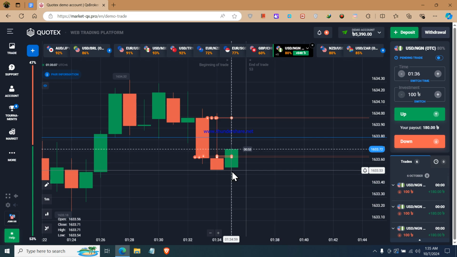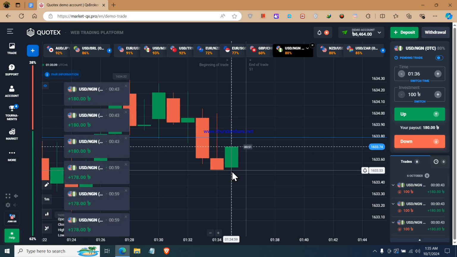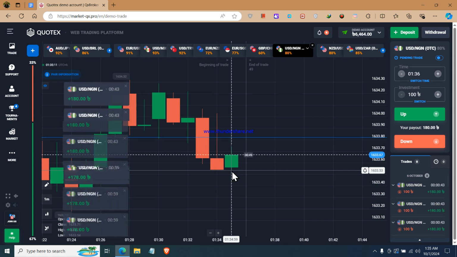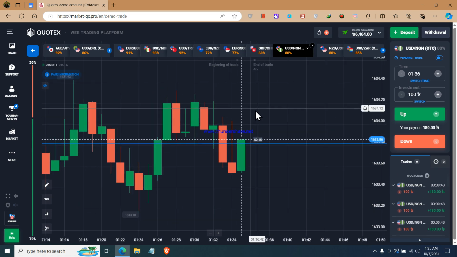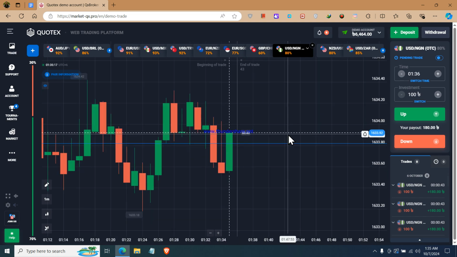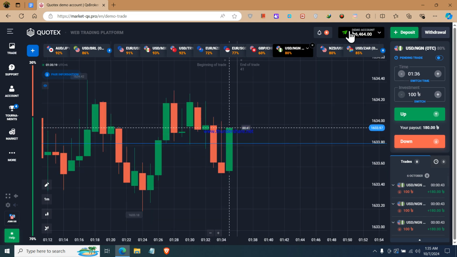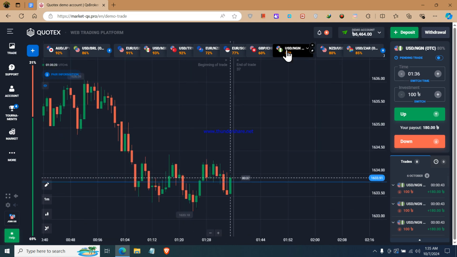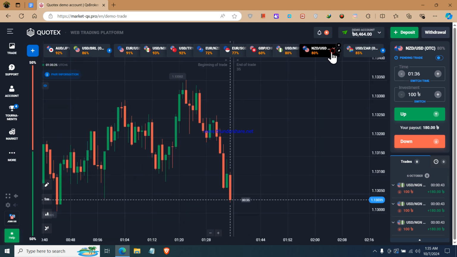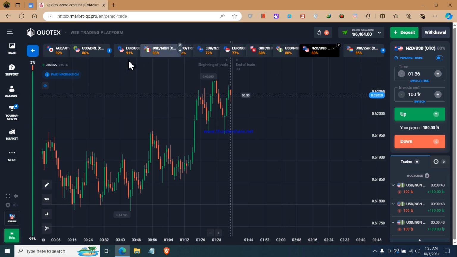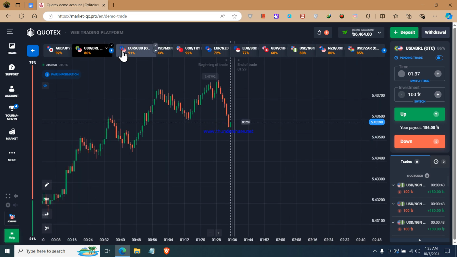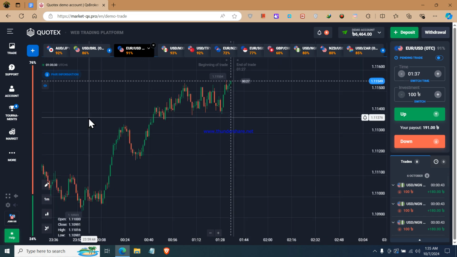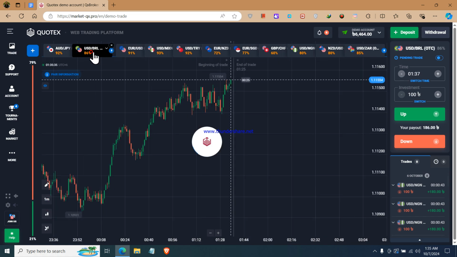Okay, so my target will be to win one more trade, and then I'm going to close my session. My target was to acquire 500 taka more, and I am close to that. I'm going to trade on some another chart so that I can explain some more logic.